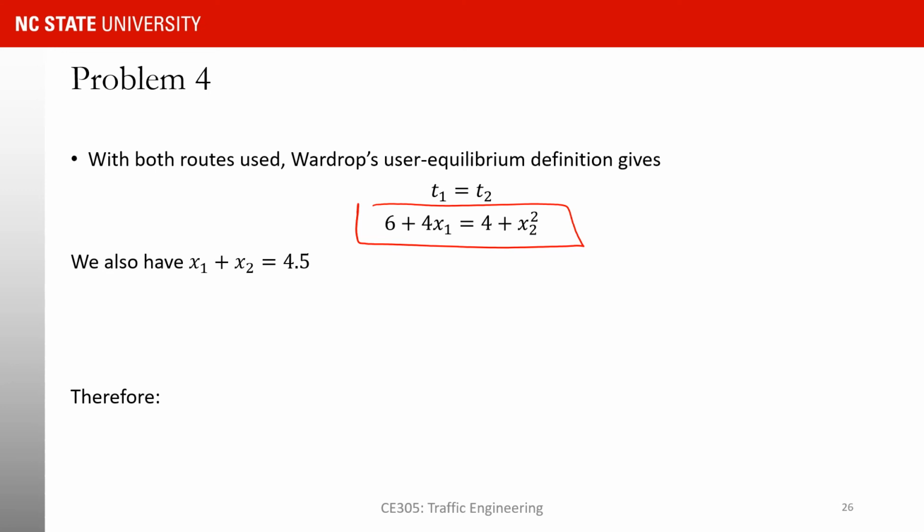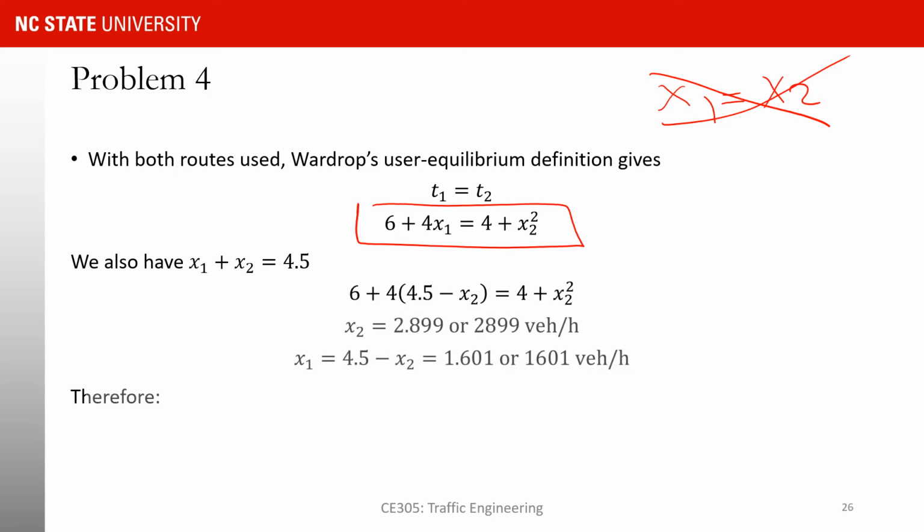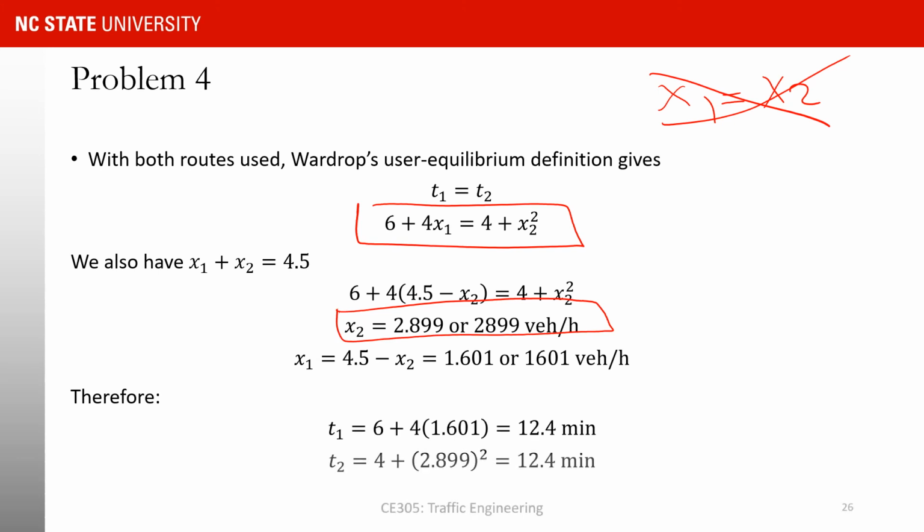Now, one of the mistakes that I have seen is that some students say x1 is equal to x2. That is a mistake, okay? T1 is going to be equal to T2. So if we do that and we solve that system of equations, you get x2 equal to 2.899 and x1 equal to 1.601. If you find travel times, this is the example that you have seen before. They're going to be 12.4 on each route.